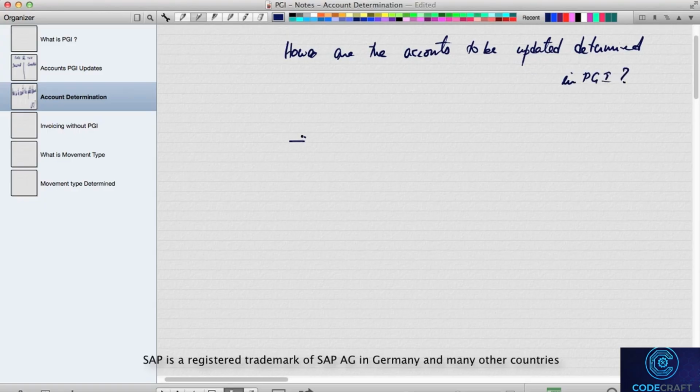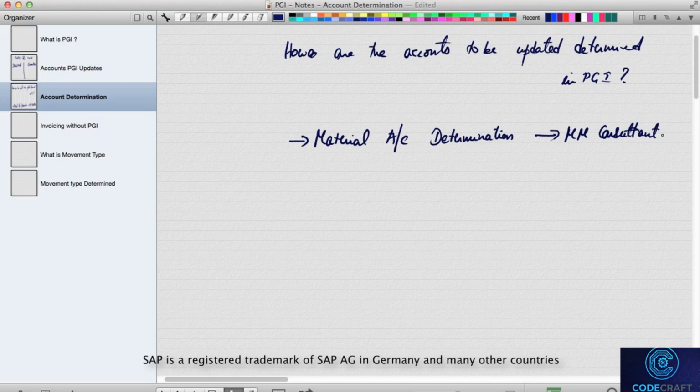This is also called material account determination. It's a very popular term. It's typically configured by your consultant. However, as an SD consultant, you would have to know that there is something called material account determination, and it's done by the consultant, and I'm going to tell you the transactions for that.